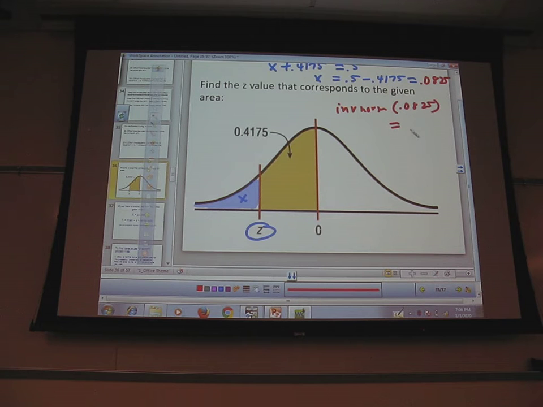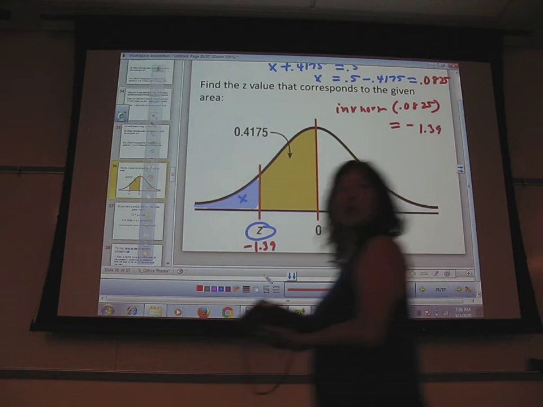0.0825? Okay, what'd you guys get? Negative, probably negative something. Negative 1.39. Good? Any questions about this? Okay.